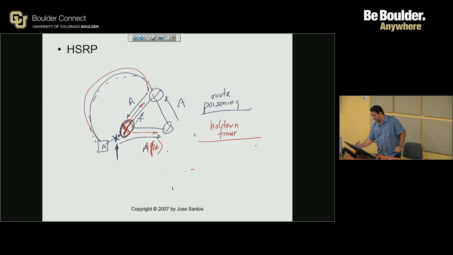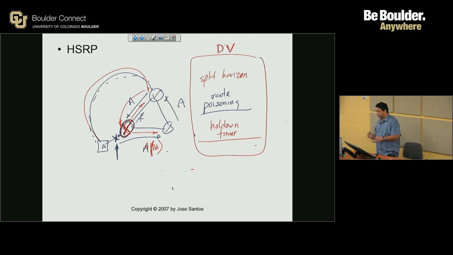Route poisoning, hold down timer, split horizon are characteristics of what type of routing protocols? Distance vector. What is distance vector? Routing by rumor, meaning I only learn information from my indirectly connected neighbors.